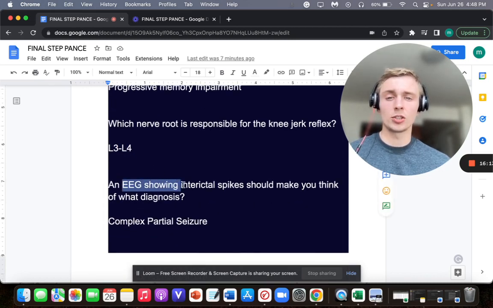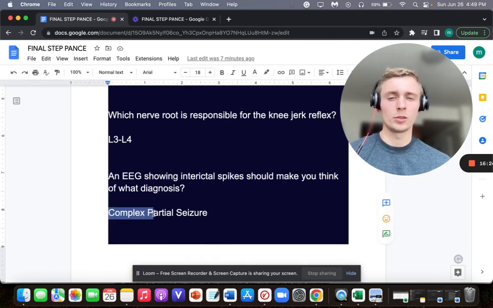An EEG showing interictal spikes would make you think of what diagnosis? That's going to be complex partial. And do we lose consciousness with complex partial, or do we retain consciousness with complex partial? So complex partial, we're going to lose consciousness as well. And it has interictal spikes on EEG.